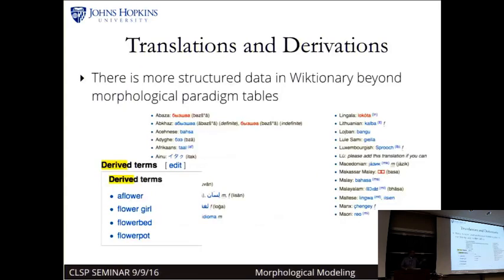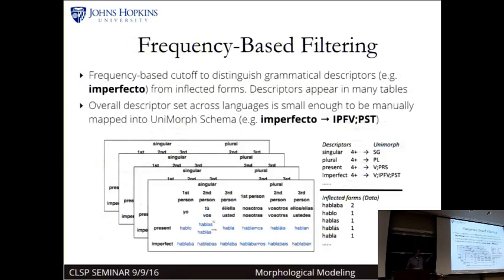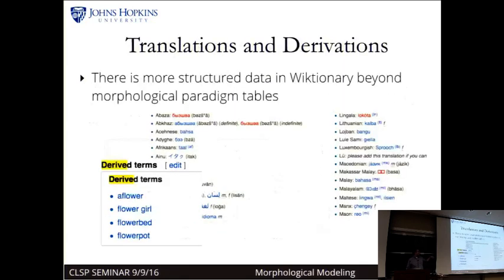Okay, and we also extracted other kinds of tables besides inflection tables, which are thankfully more standardized. We also got translations for words and derived terms for words when we could scrape them. So here you see the set of translations for the English word language and the set of derived terms for the English word flower. Chris, yeah.